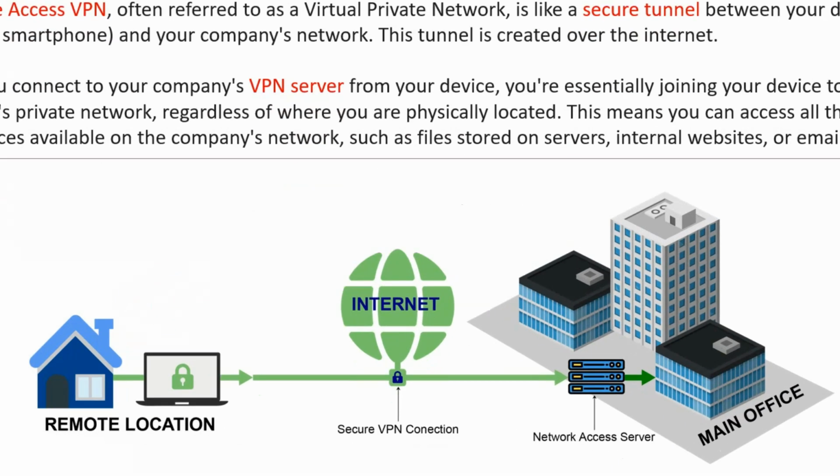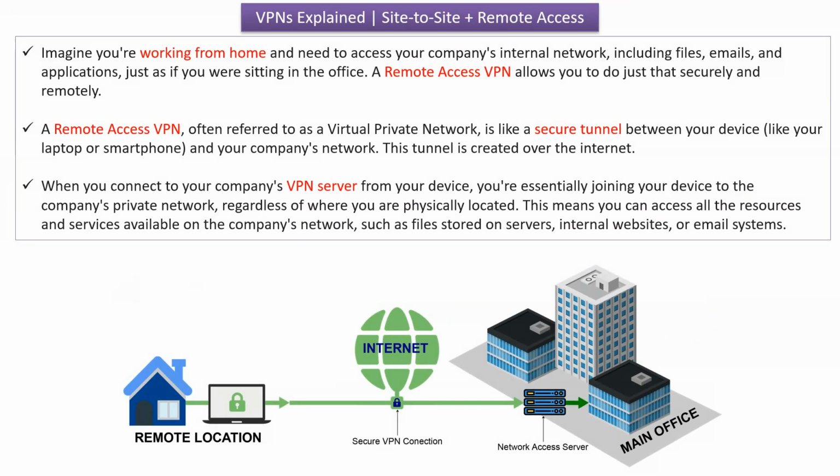Imagine you are working from home and need to access your company's internal network, including files, emails, and applications, just as if you were sitting in the office. A remote access VPN allows you to do that securely and remotely. A remote access VPN, often referred to as a virtual private network, is like a secure channel between your device and your company network. The device can be a laptop or smartphone, and this secure tunnel is created over the internet.